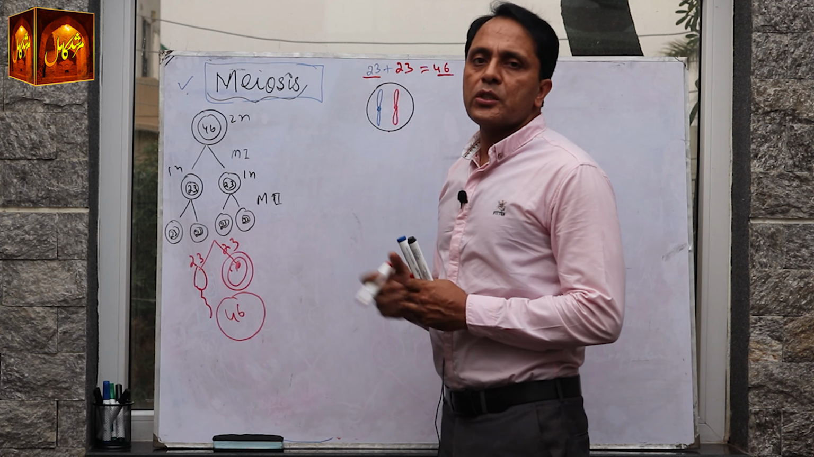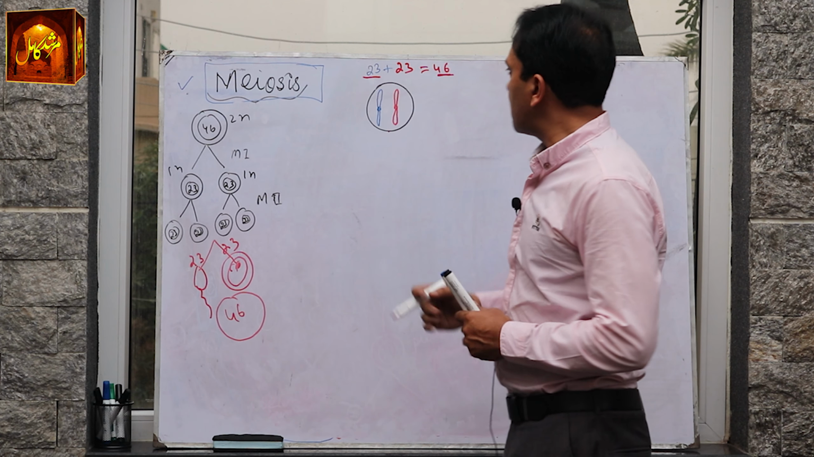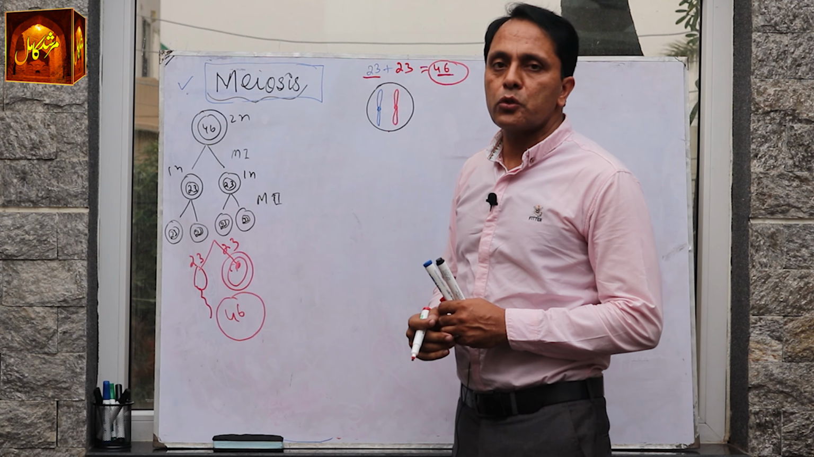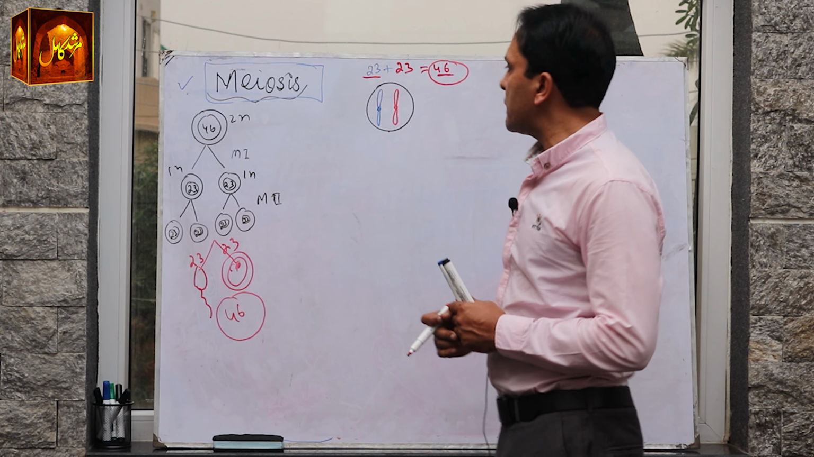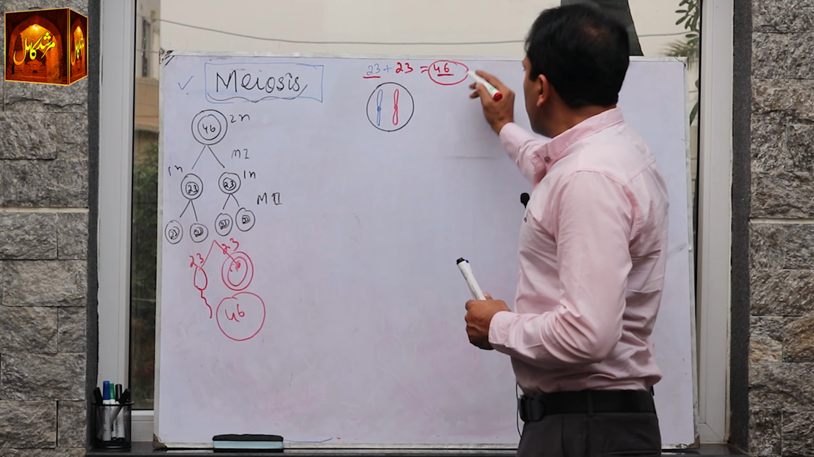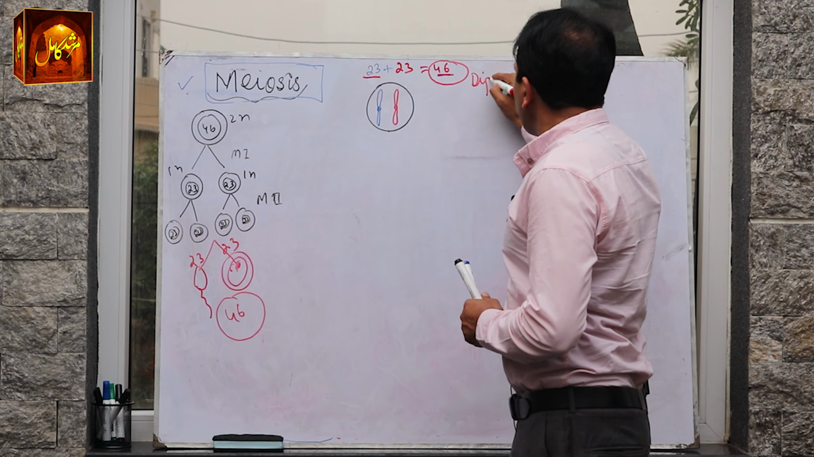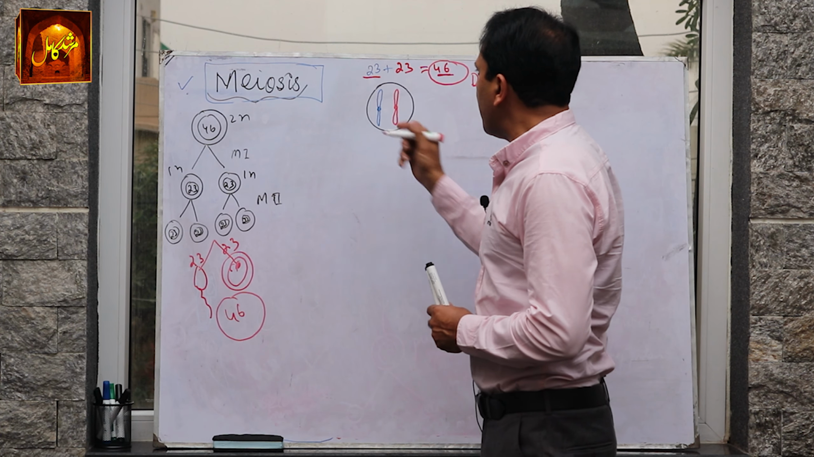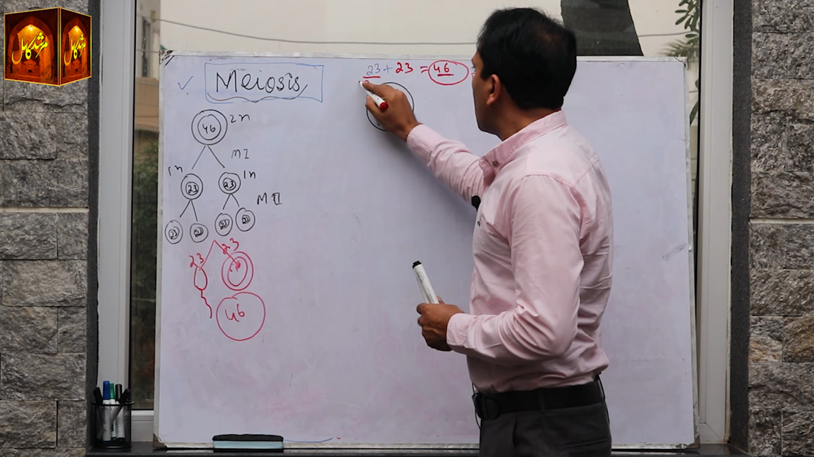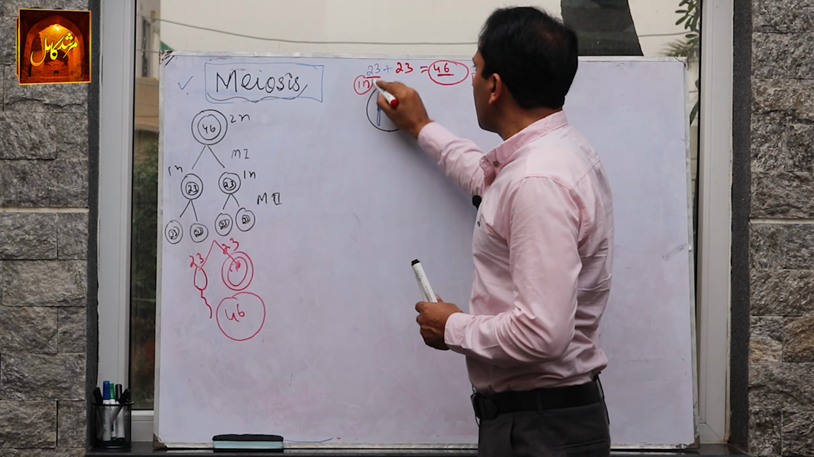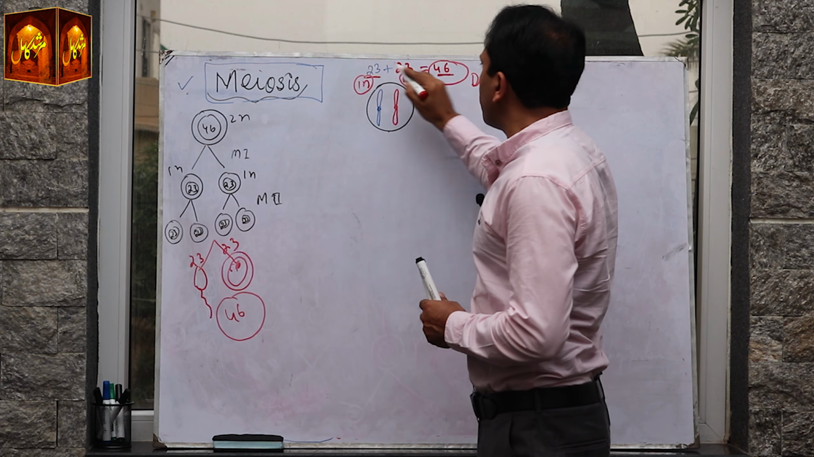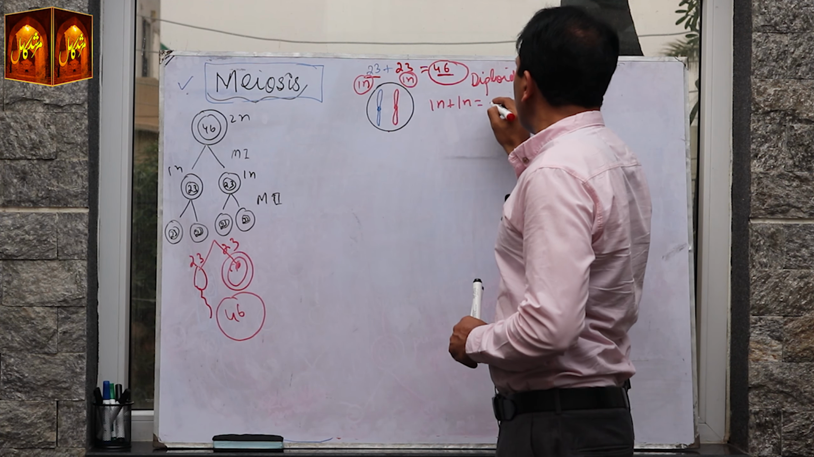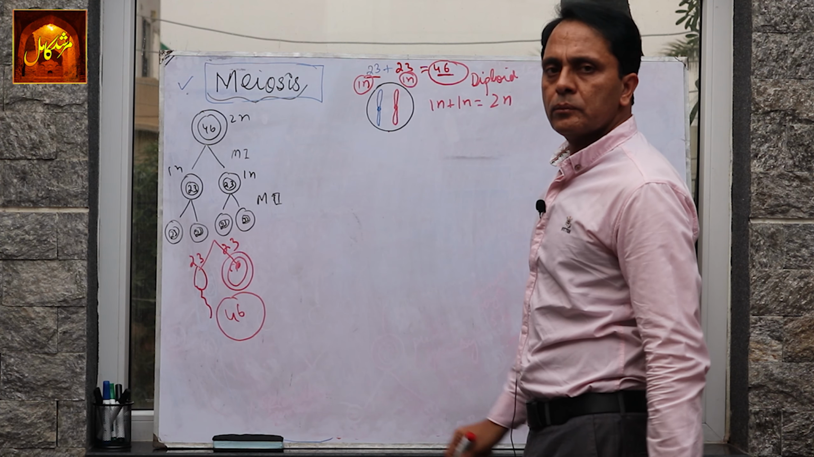Actually, when the process of meiosis takes place, we have 46 chromosomes in the primary spermatocyte. This number is called the diploid number of chromosomes. That means one n from the father and one n from the mother: 1n plus 1n equals 2n.